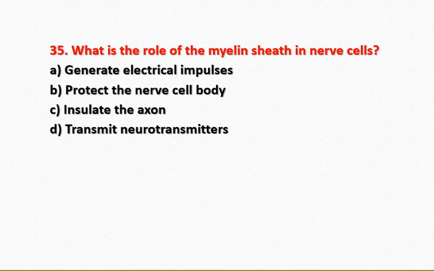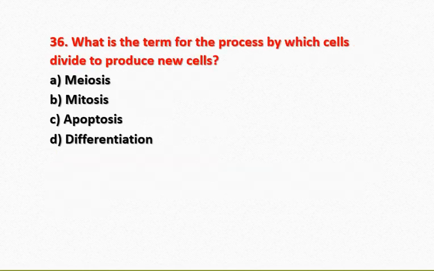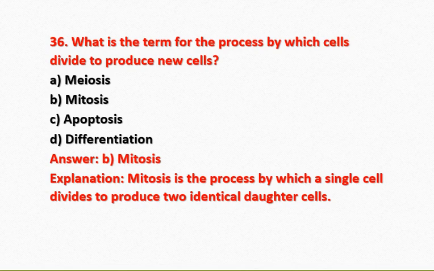What is the role of the myelin sheath in the nerve cell? Correct answer is option C, insulate the axon. What is the term for the process by which cells divide to produce new cells? Correct answer is option B, mitosis.